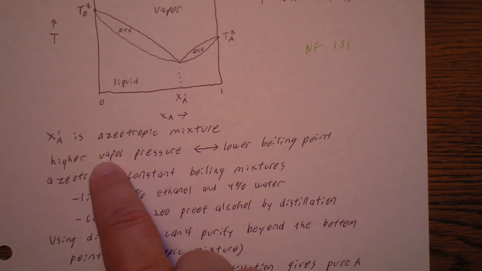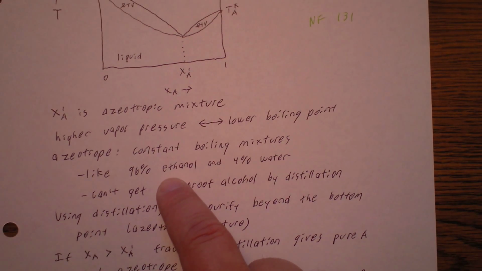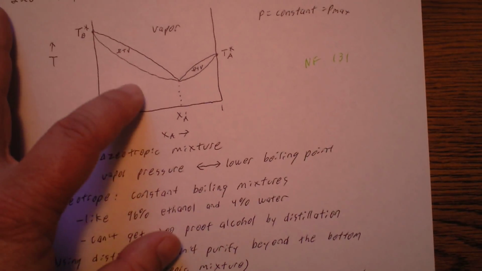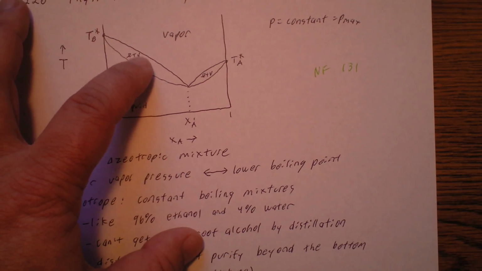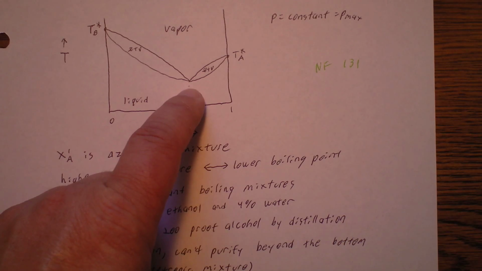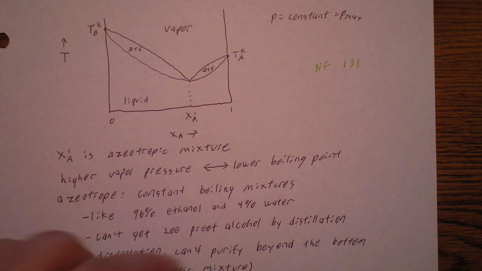Now, if we have higher vapor pressure, remember we're going to have lower boiling point. So an azeotrope is a constant boiling mixture. Because remember up here on the graph, you're boiling anywhere inside of here. But for this one azeotropic mole fraction, it only has one boiling temperature.